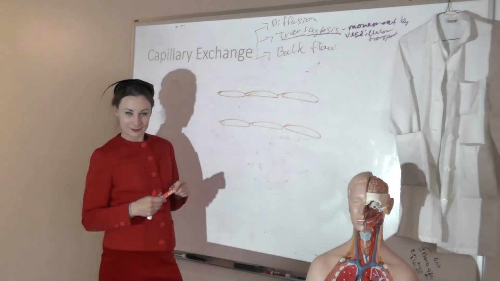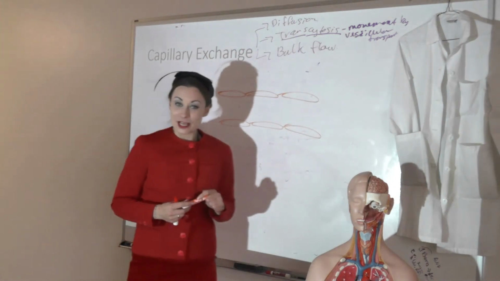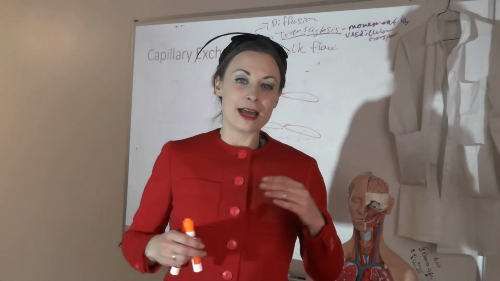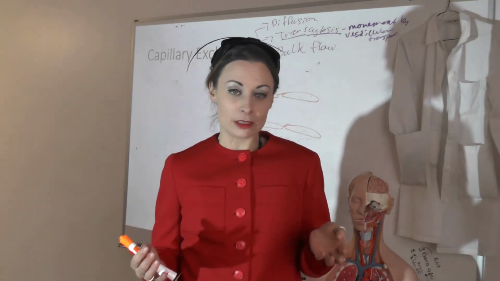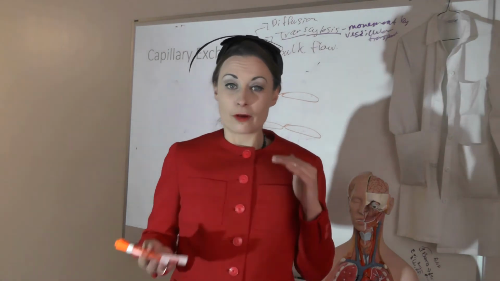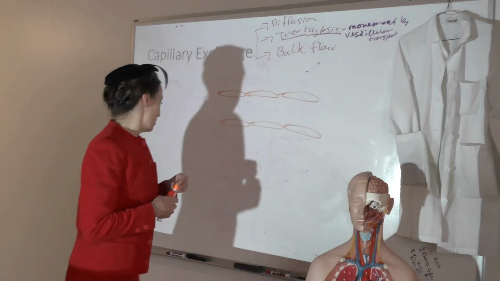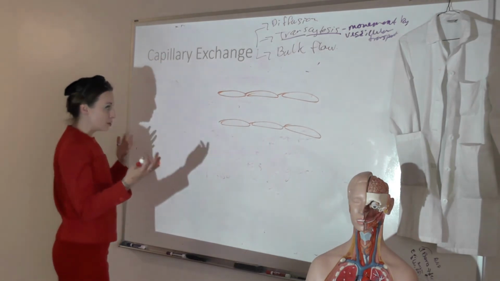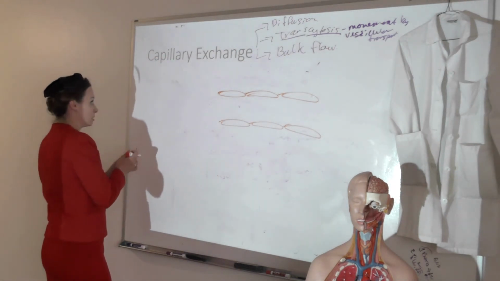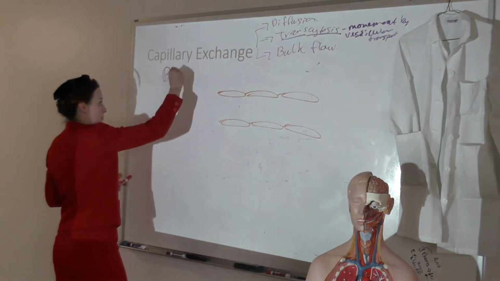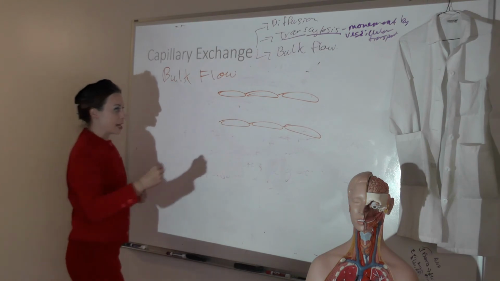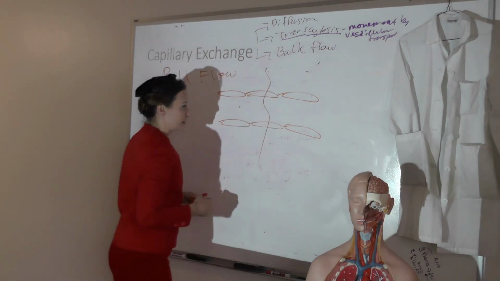Okay. So the last mechanism of capillary exchange is called bulk flow, and it gets that name because this is how we're moving large quantities of fluid and all of the dissolved solutes between the blood and tissues. There are two smaller parts to bulk flow. So bulk flow has what's going on the arterial side and what's going on the venous side of a capillary bed.